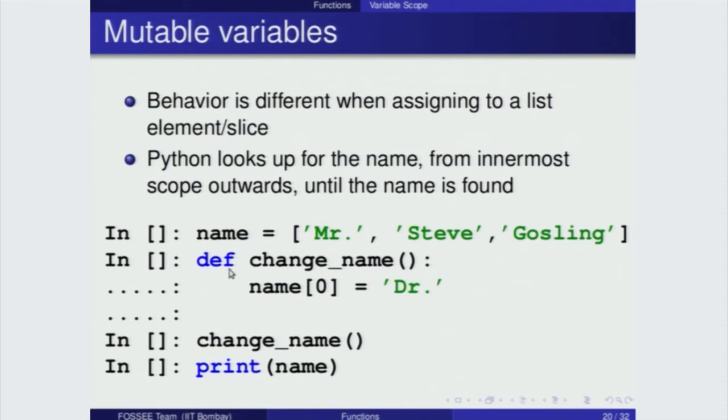So let us try and understand this code. Name is not defined inside this function, but it is defined outside. So that's fine. Now we are saying name of 0 is Dr. So what happens? This element is now going to be changed from Mr. to Doctor. So when you call change name, if you print name, name will change because it is a mutable variable.